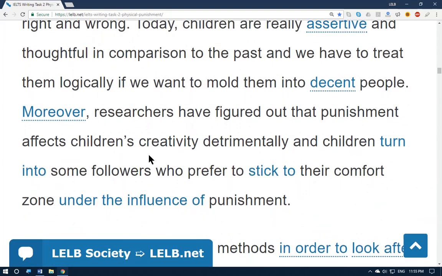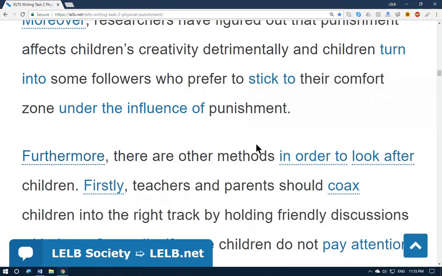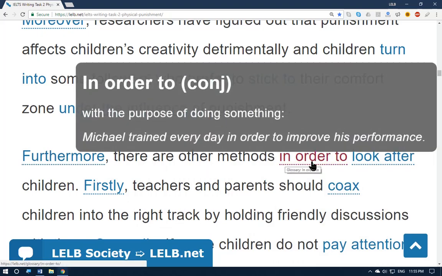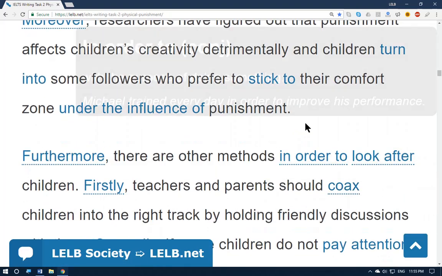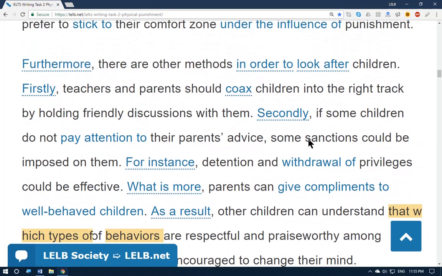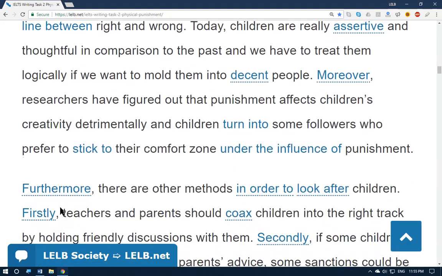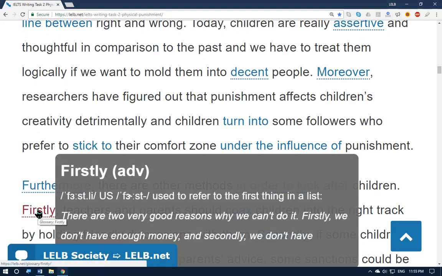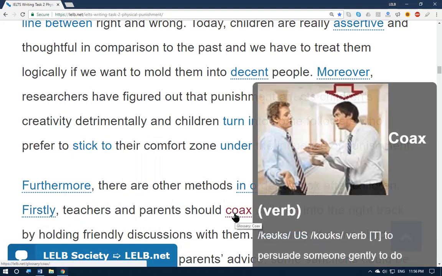Moreover means however, and furthermore means moreover. These are conjunctions. In order to, so as to. Look after means take care of. Look after. Maybe I can zoom. Yeah. Okay, look after. And firstly. Firstly means first of all. And secondly means second of all. Coax means convince. As you can see in this photo, the person on the right side is trying to convince the person on the left side to do something.